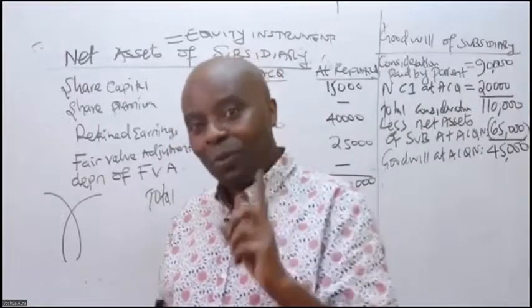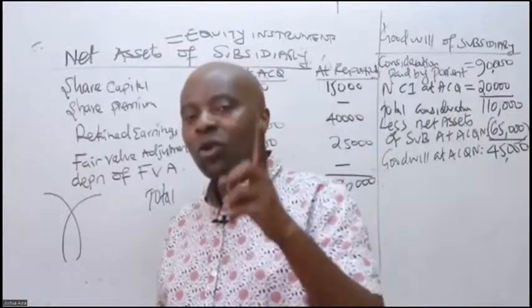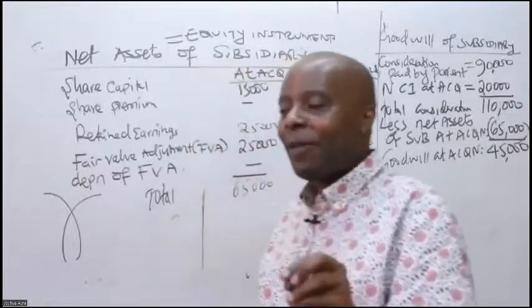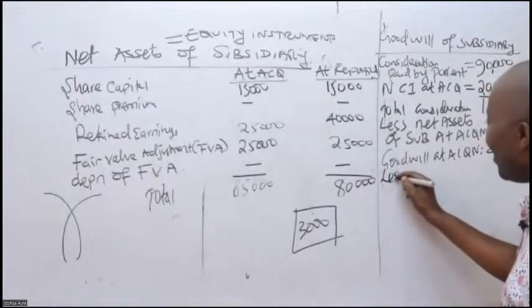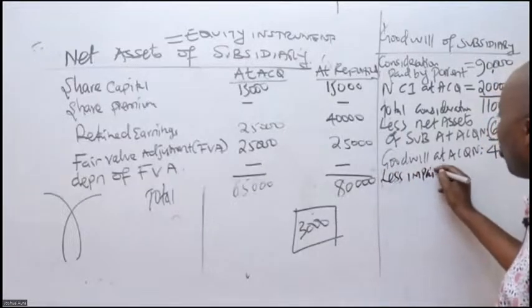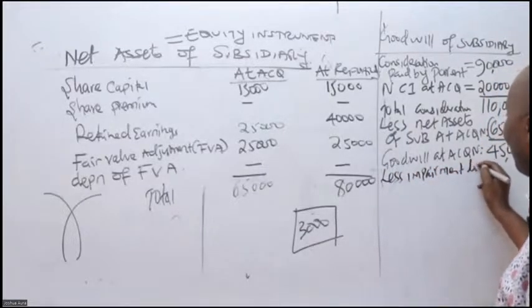So an asset, in this case, ladies and gentlemen, will depreciate. Even yourself will depreciate. Depreciation of an asset called goodwill, we normally call it impairment. So in this case you less impairment loss.